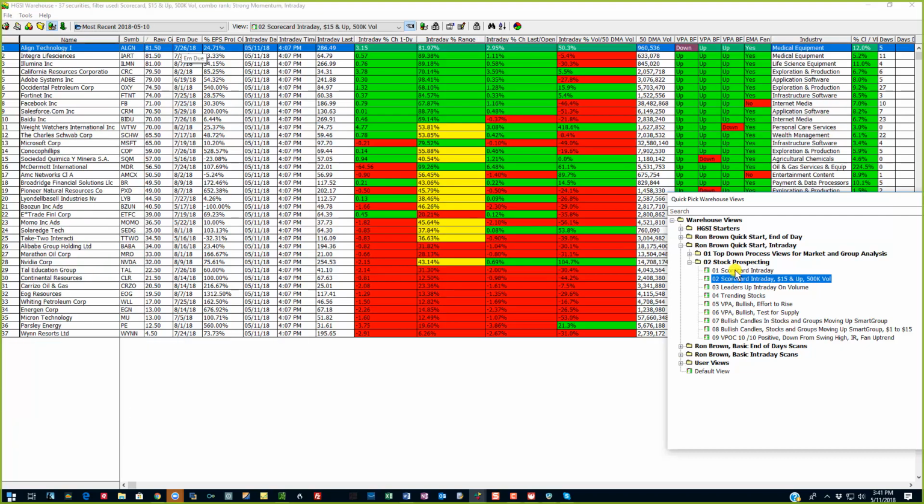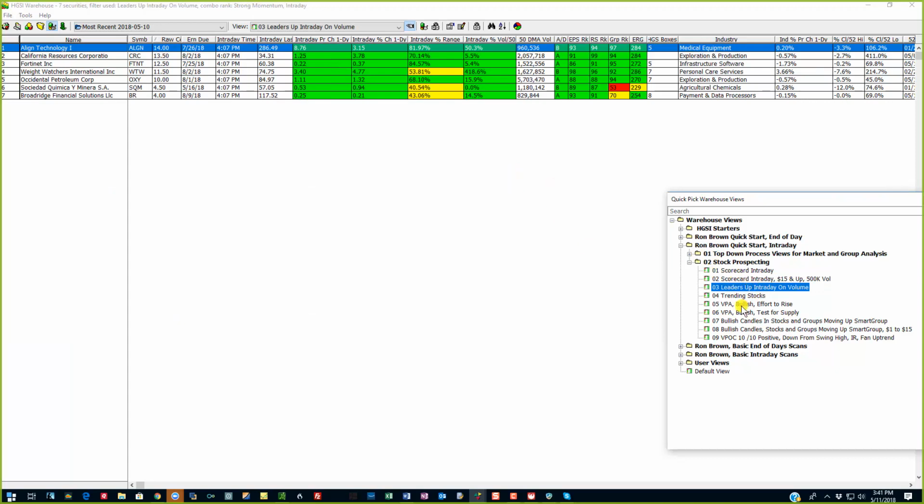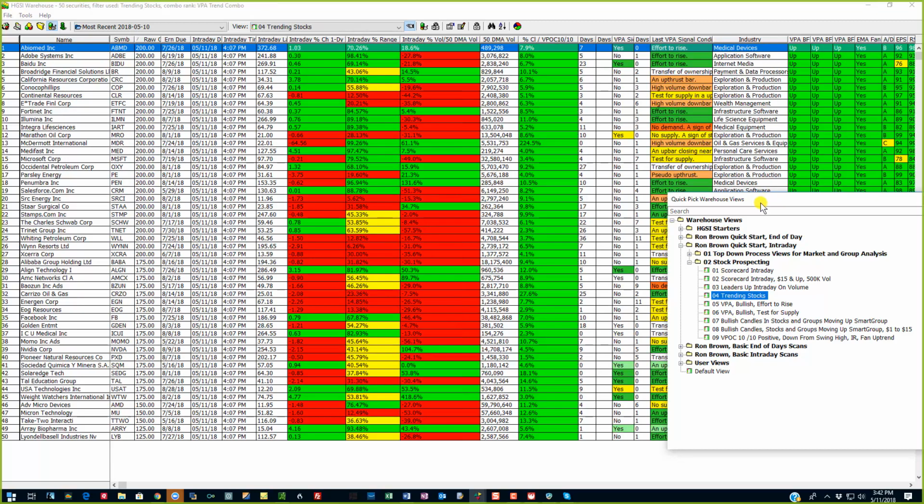These are the ones that are $15 and up. So out of the 50, I lose 13 of them. Out of these stocks, these are the leaders in the group that were up on volume. And you can run these during the day. You can see where the strength was just by screening on this top 50 group with these few views. These are the trending stocks.